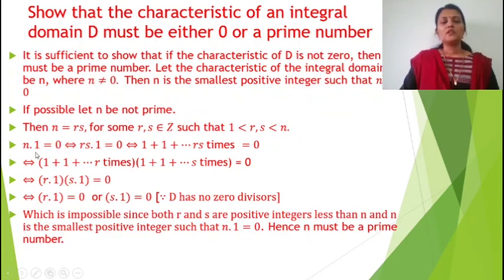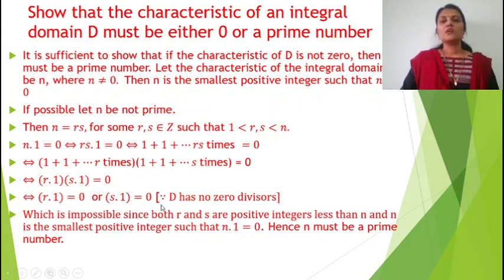That is, n into 1 equal to 0 is equivalent to rs into 1 equal to 0, which is equivalent to 1 plus 1 plus etc., rs times, equal to 0. That is, (1 plus 1 plus etc., r times) into (1 plus 1 plus etc., s times) is equal to 0. Therefore, (r into 1) times (s into 1) is equal to 0, which implies either r into 1 equal to 0 or s into 1 equal to 0.